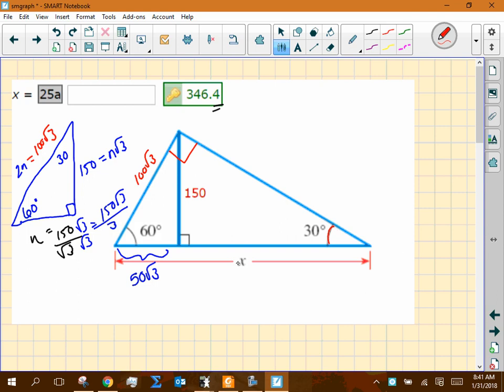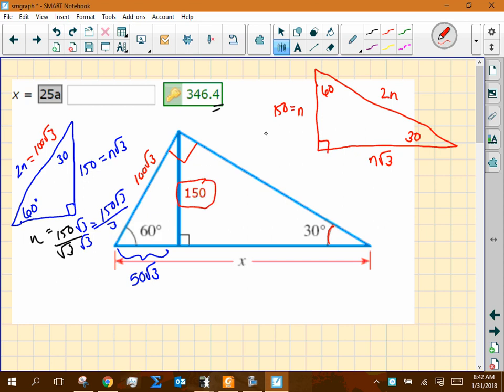The next thing is, so that's not all of x, right? That's only a portion of x. So now we've got to find this distance here. So doing that, I'm going to focus on that bigger triangle. If that's 30 degrees, 90 degrees, 60 degrees, this side here is going to be n. This would be n root 3, and this is 2n. Now they're telling me n is 150, right? If I take that value and translate it into that picture, n is 150. So this distance here is 150 root 3, correct?